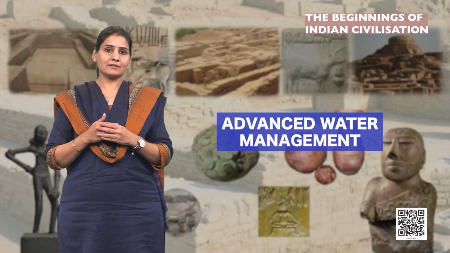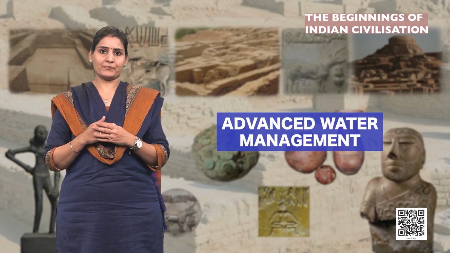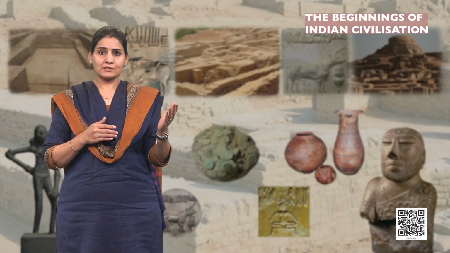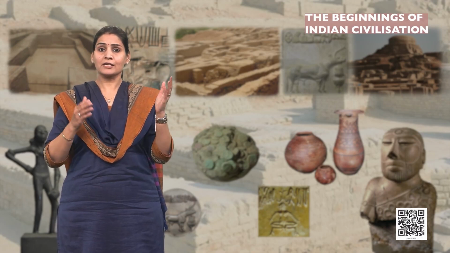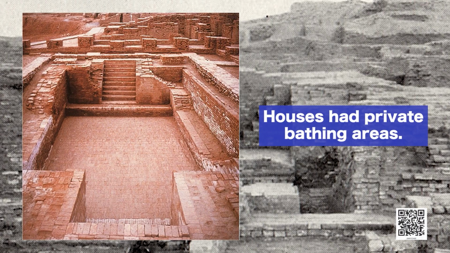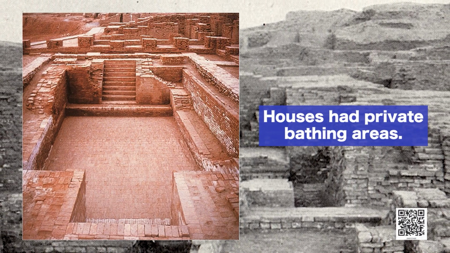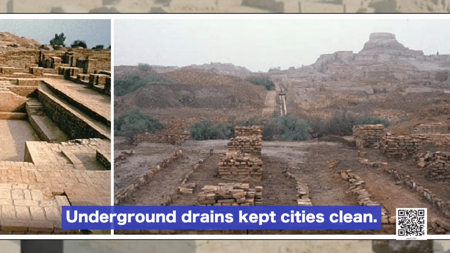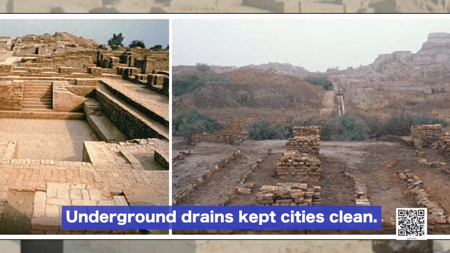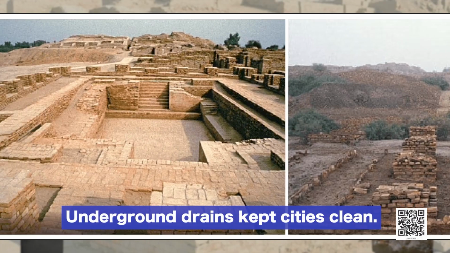Now let us start the water management system in Harappan civilization. The water management system of Harappan civilization was highly advanced and carefully planned. The Harappans had special bathing areas in their homes, and these were connected to a big system of drains. The drains ran under the streets and carried away the wastewater.